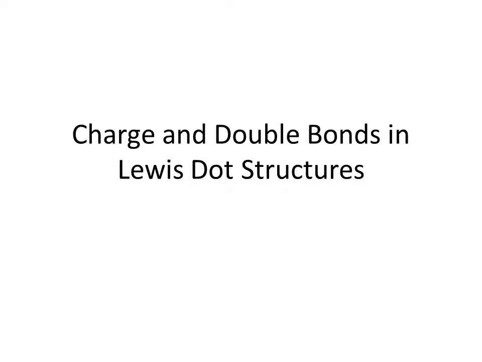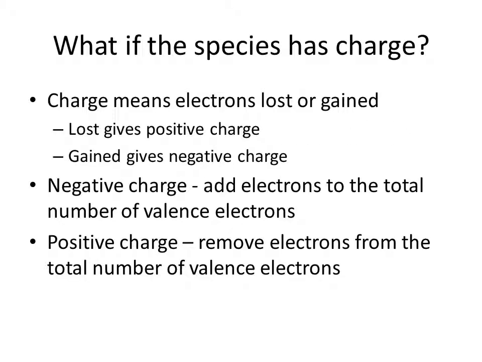We've learned how to do the basics of Lewis dot structures so that we get an octet, which is stable, or 2 electrons on hydrogen. Now what we're going to do is look at some complications to this. What if the species has charge? A polyatomic ion. Well, charge means that electrons were either lost or gained.